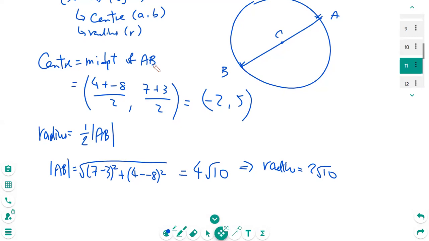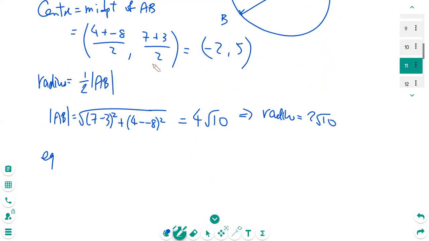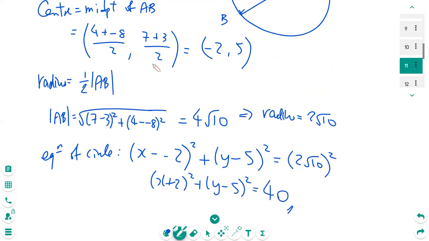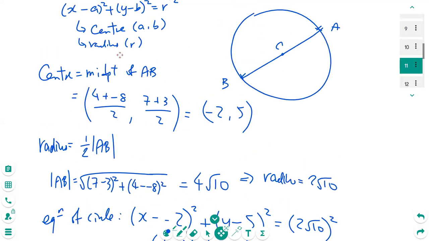Okay, so therefore, the equation of the circle is (x minus a) squared, where a is minus 2, so (x plus 2) squared, plus (y minus b) squared equals the radius squared. Therefore, it becomes (x plus 2) squared plus (y minus 5) squared equals 40. Right? That's it. So what you need for the equation of a circle is two things: the center and the radius. Okay?